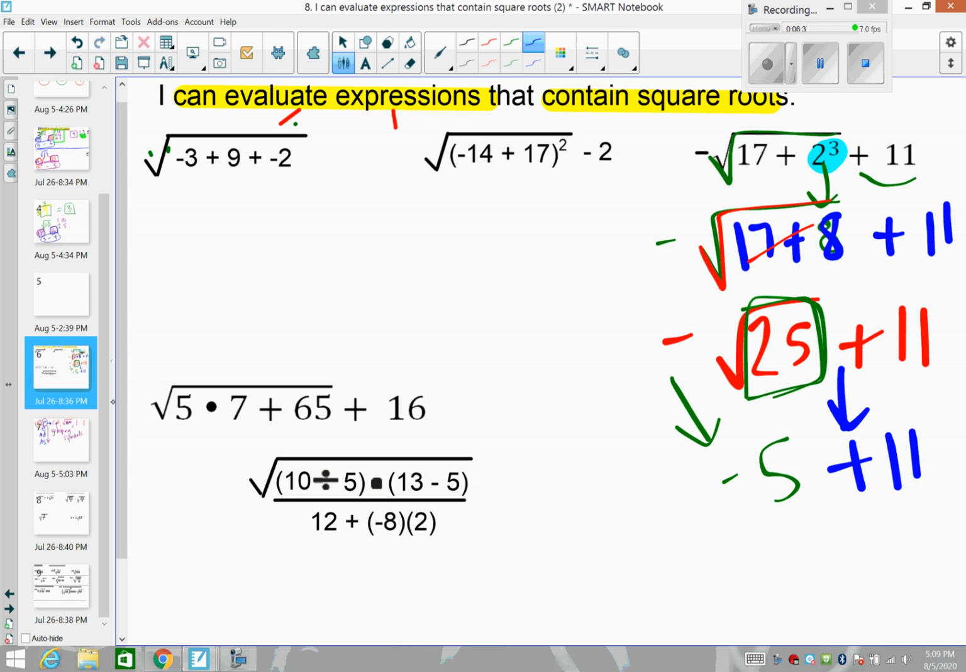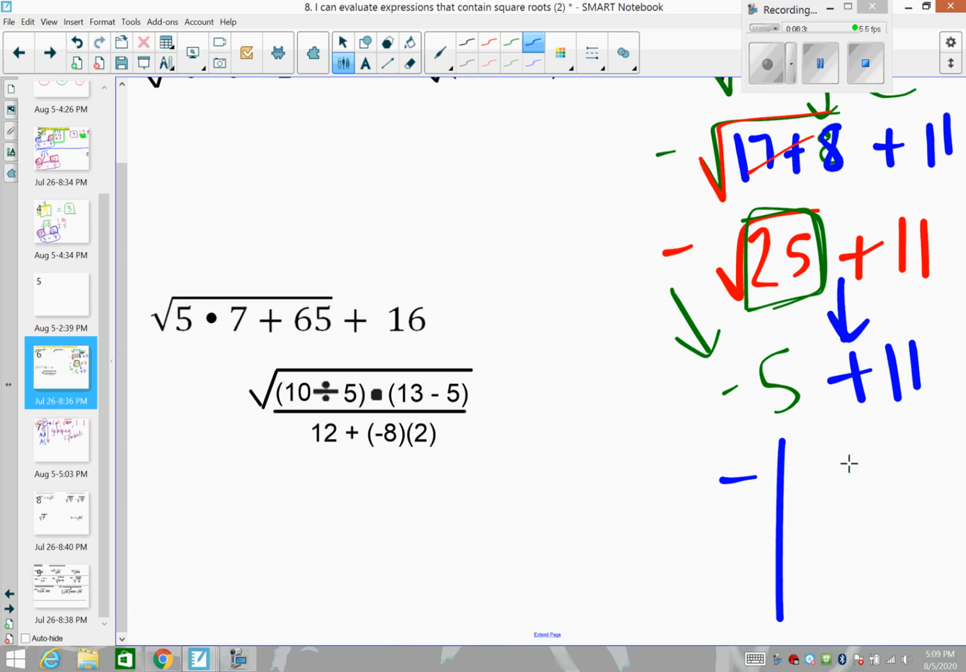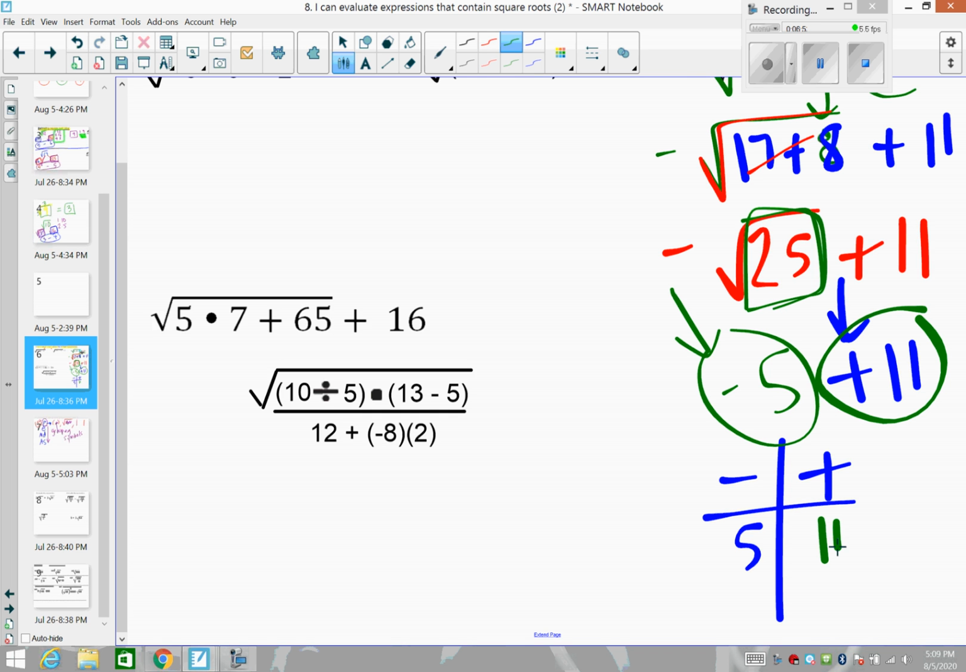The last step then of this is tug of war. So we have 5 friends on team negative. There's our jersey. The sign in front is our jersey name. And 11 friends on team positive. Who's stronger? Positive. How many extra friends? 6. So the result of that problem would be 6, using the skills of order of operations with square roots.